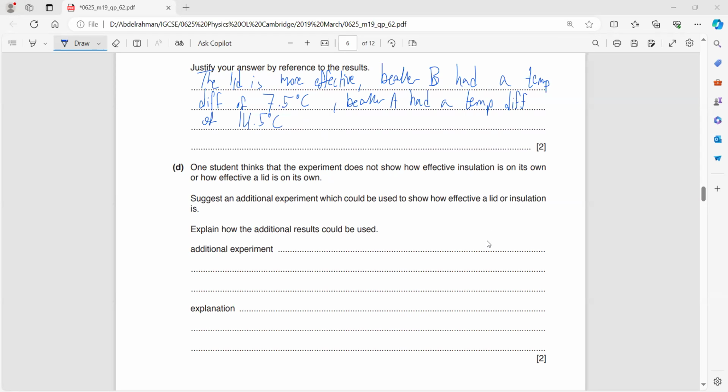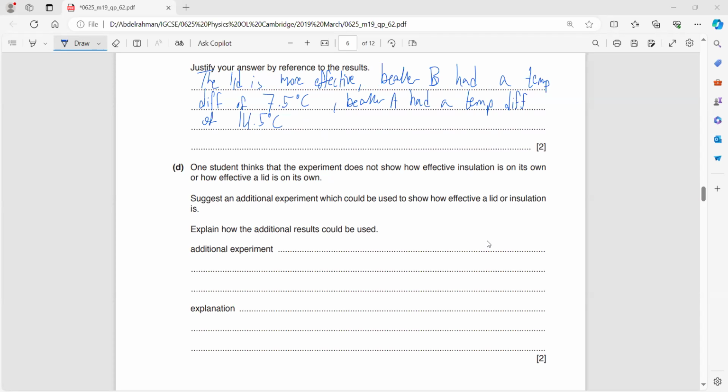I need a control experiment. What do I mean by control experiment? You need an experiment without a lid and without an insulation. That is the whole question. You actually need an experiment without a lid and without an insulation.